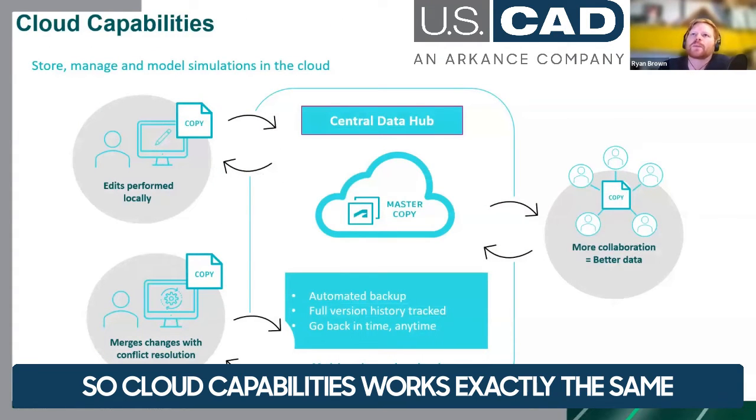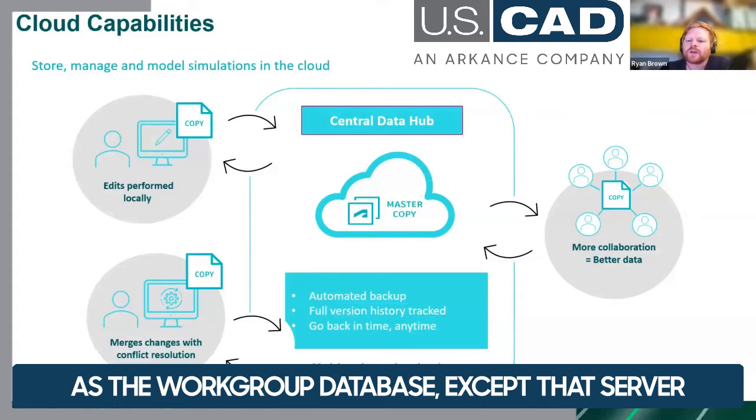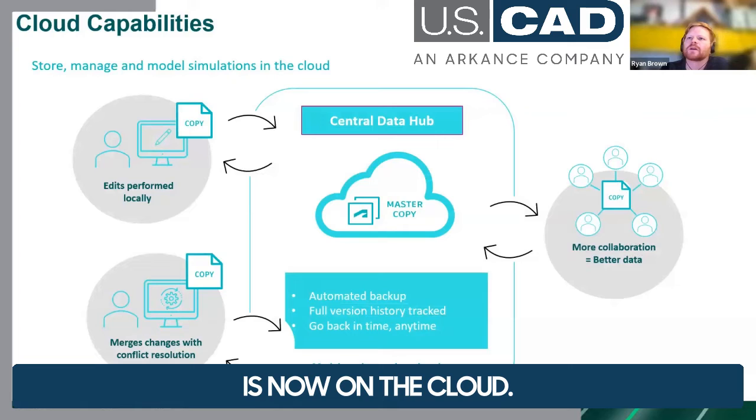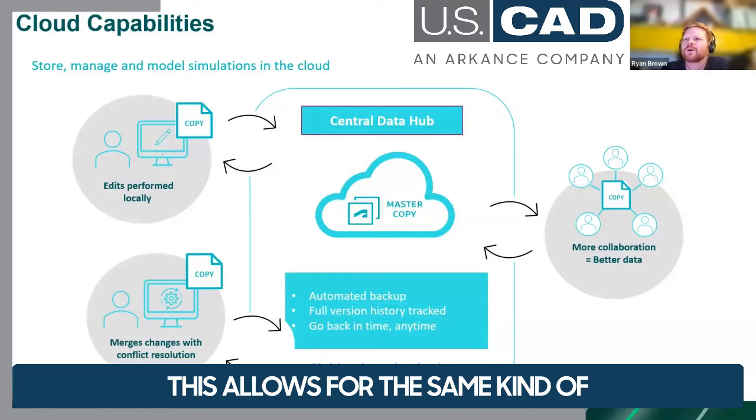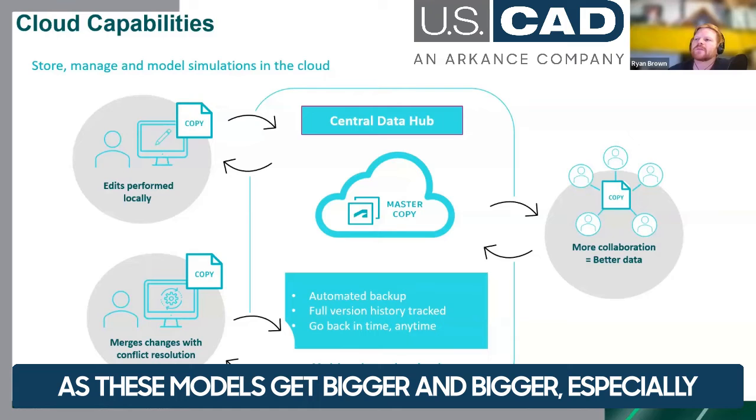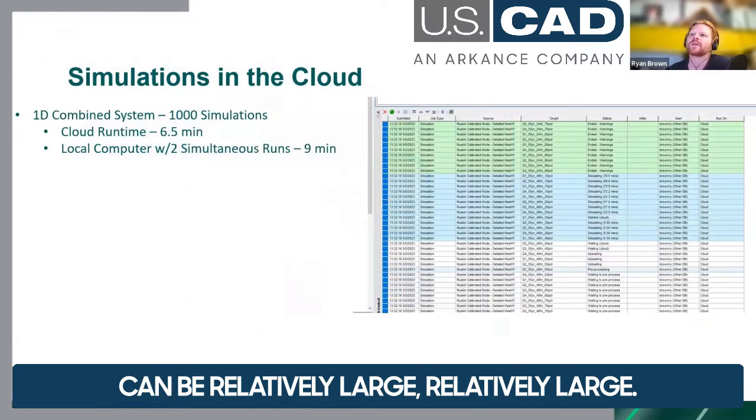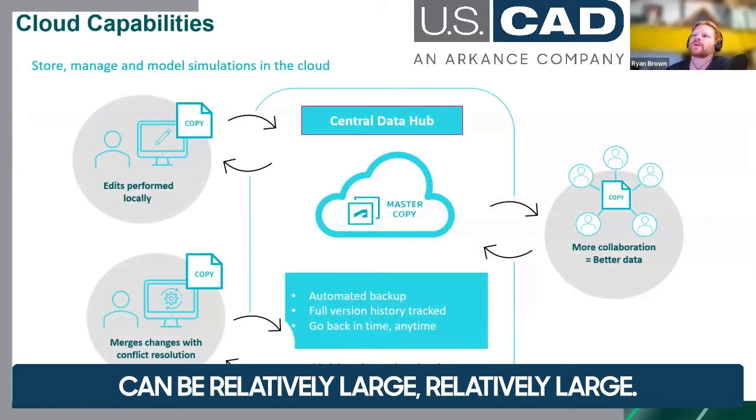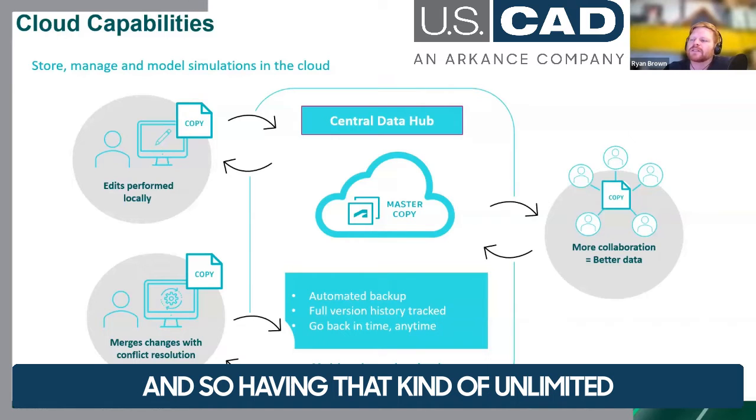So cloud capabilities works exactly the same as the Workgroup database, except that server is now on the cloud. This allows for the same kind of collaboration, but also allows for unlimited storage. As these models get bigger and bigger, especially with ground models and things like that, these can be relatively large, and so having that kind of unlimited storage.